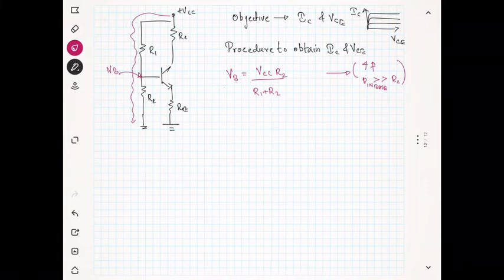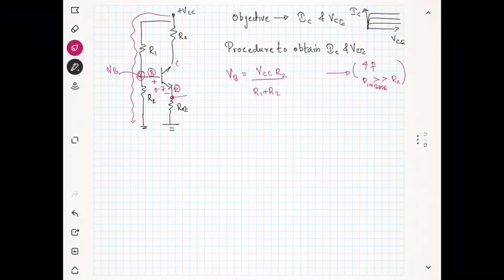So once you obtain VB, and you know that the voltage across the base and the emitter is 0.7, you can find this voltage. This point is nothing but the emitter, so the voltage at the emitter we can say is VE.